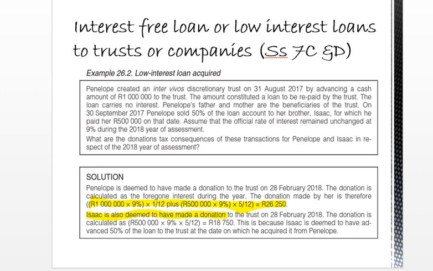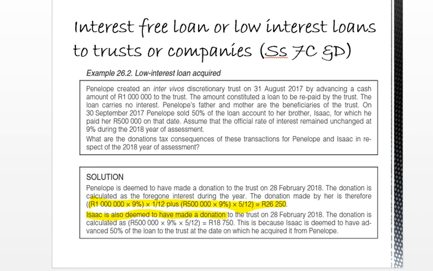The beneficiaries of the trust are Penelope's father and her mother. And on the 30th of September, she sold half of the loan account to her brother Isaac. So we've got two people here. Both of them now, at the end of the year of assessment, have an interest in the trust. So in other words, for both of them, there will be a donation tax liability.